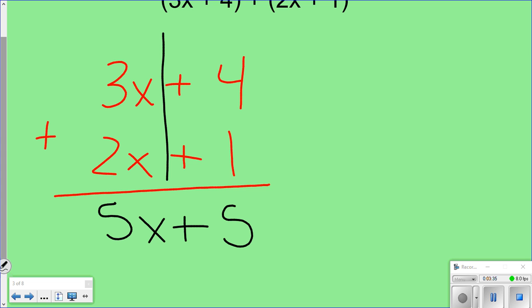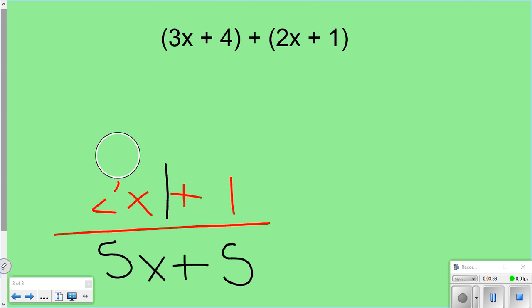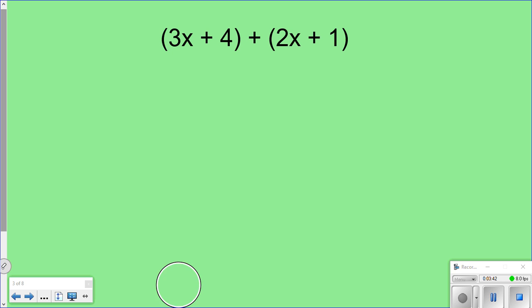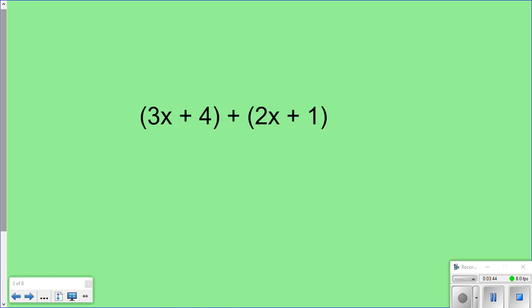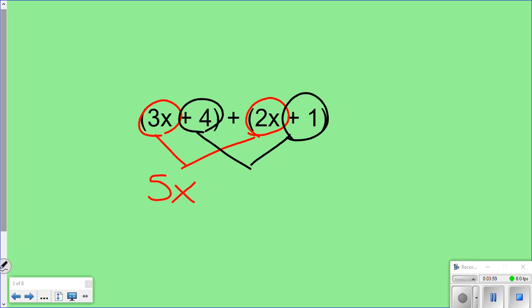Now, do you have to do it this way? No, you would not have to do it this way at all. You could do it this way, if you would rather, and you're more than welcome to do it this way too. It's basically simplifying. Find your like terms, and if it's adding, we're putting them together, 5x. Find your like terms, and since we're adding in the middle, put them together. That's another way. Okay, so you decide which way you like the best.